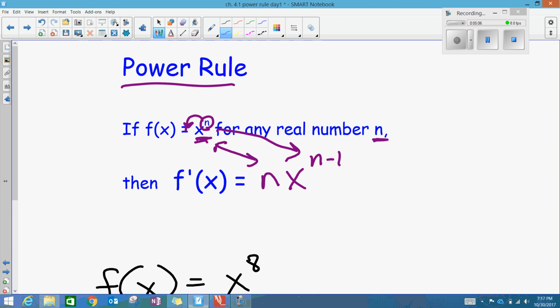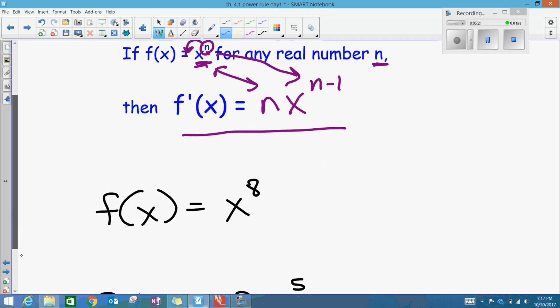You guys may have noticed the pattern when we were taking derivatives. I know Aubrey did, and kind of figured this out on her own. But that's the power rule, and that really applies to any exponent, fractional, negative, etc., that we're going to look at today. So let's take a look at it.